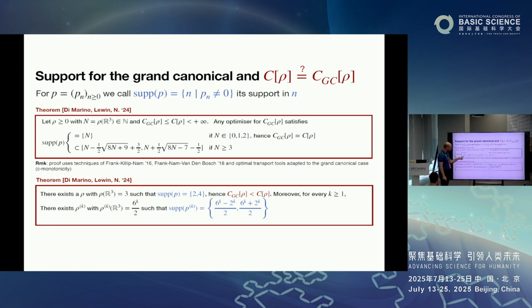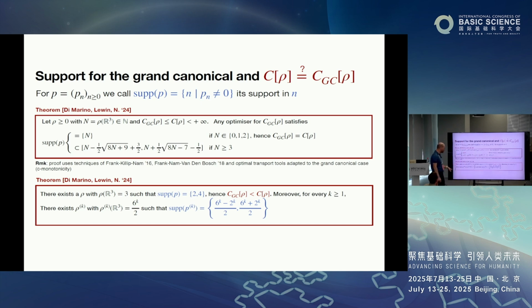And then the support is actually proportional to the square root of n if n is larger than 3. So in some sense, in this case you do not have equivalence between the two energies. In this case, it means that the grand canonical energy is going to be smaller than or equal to the canonical one.